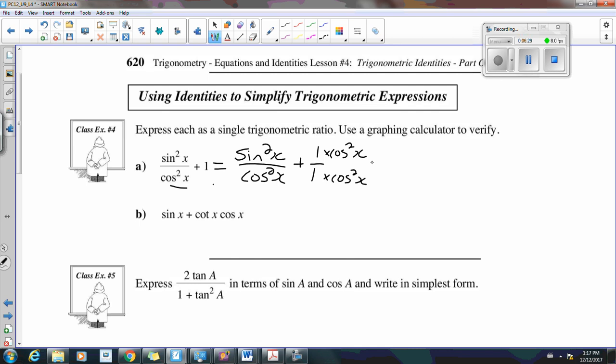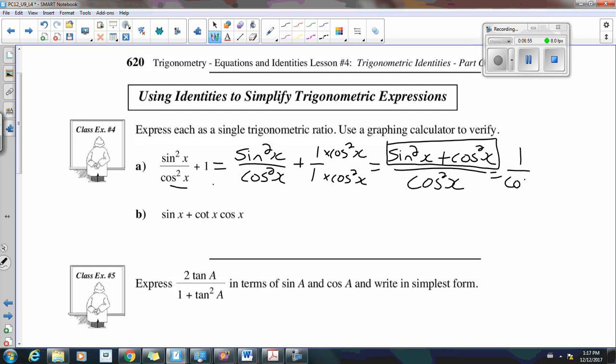So in order to do that, I need to multiply top and bottom of that fraction 1, which is really 1 over 1, by cos squared. So now I have sine squared x plus cos squared x all over my denominator of cos squared x. I always say this is when you do a happy dance, if you see sine squared x plus cos squared x, because now I can get rid of all of that and just make it a 1. Well, 1 over cos squared x is the same as secant squared x.